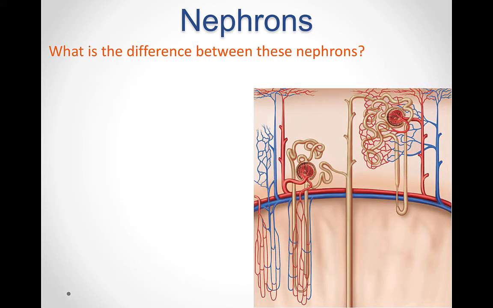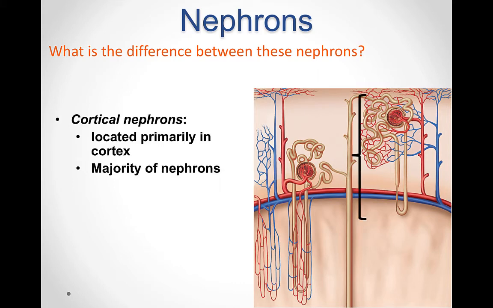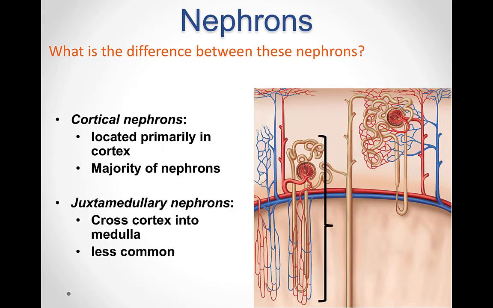What is the difference between the two nephrons on your screen? The most common type are called cortical nephrons, and they are located primarily in the cortex. The other type are called juxtamedullary nephrons. These are less common and are located between the cortex and medulla. They have a special function in helping increase the salinity of the medulla, but you will learn more about this in lecture. For the purposes of lab, just know the two types of nephrons.